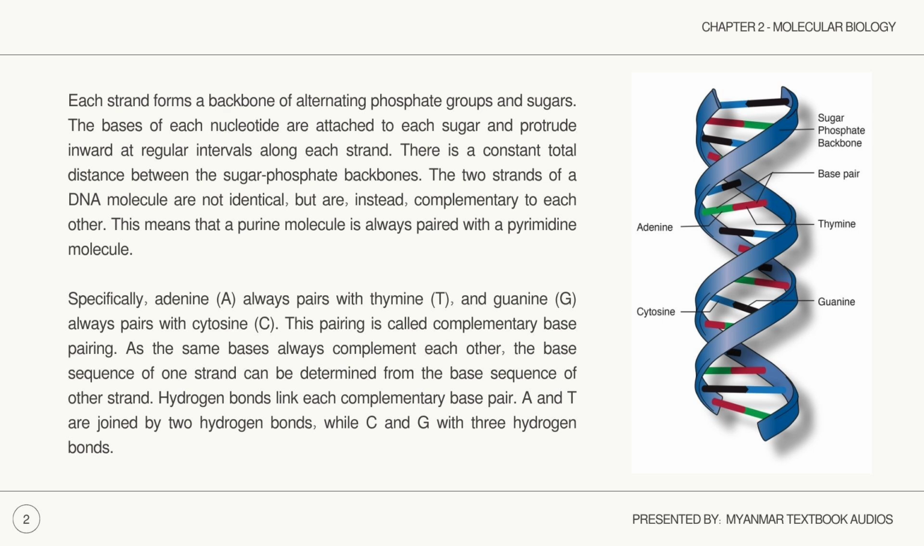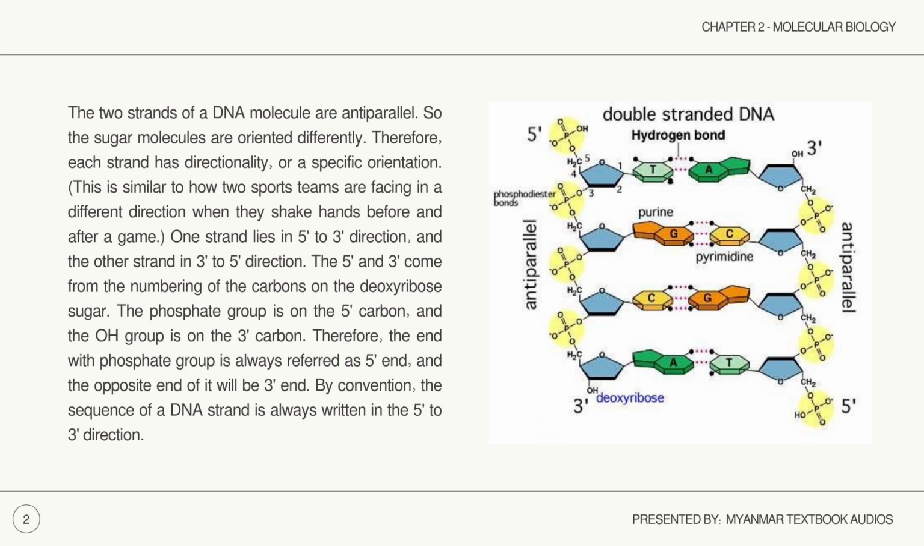A and T are joined by 2 hydrogen bonds, while C and G are joined by 3 hydrogen bonds. The 2 strands of a DNA molecule are antiparallel, so the sugar molecules are oriented differently. Therefore, each strand has directionality or a specific orientation. This is similar to how 2 sports teams are facing in different directions when they shake hands before and after a game. One strand lies in the 5 to 3 direction, and the other strand in the 3 to 5 direction.